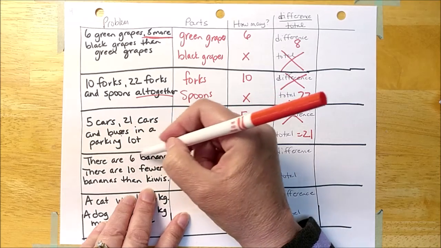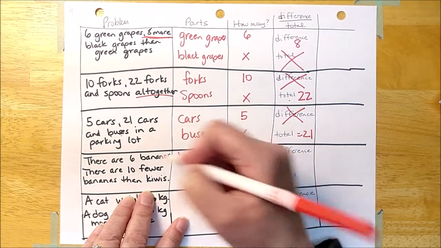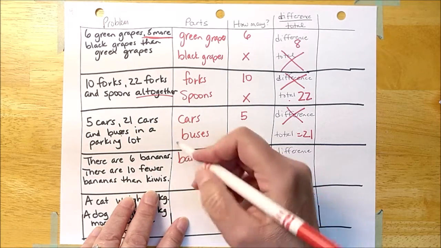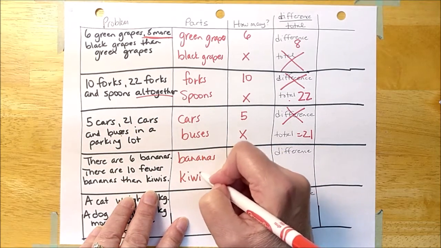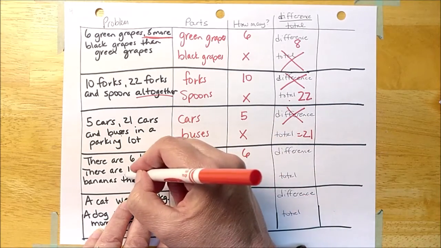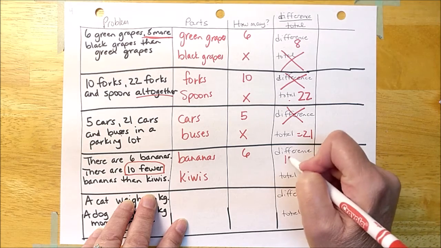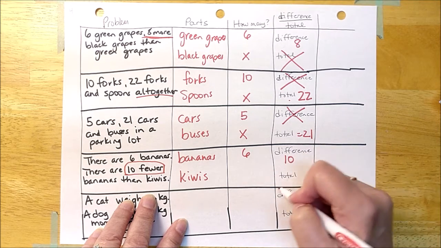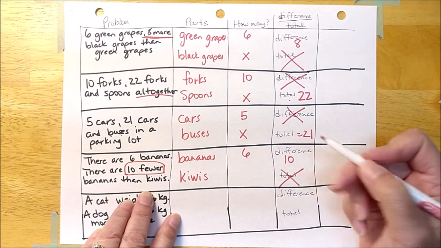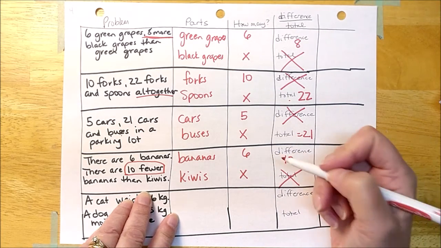Here it says there are 6 bananas, so I know I have bananas. There are 10 fewer bananas than kiwis, so my other thing is kiwis. So I know there are 6 bananas. And as soon as I see that word fewer, I know that I have a difference. So I'm going to put 10 over here. I have a difference, so I'm not going to be looking for total. So I need to know how many kiwis I have.